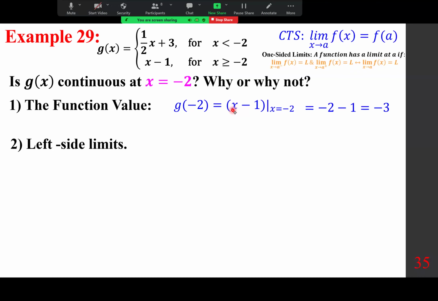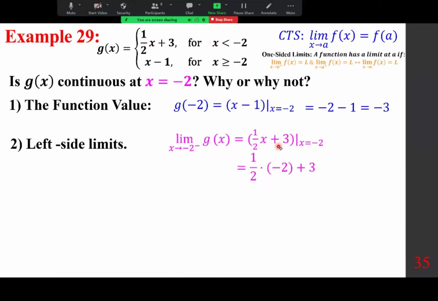Then we want a left-sided limit. We have to go with the less than and evaluate this one at x equals -2. And the notation is the limit of g of x as x approaches -2 from the left is half of x plus 3 such that x equals -2. If I put -2 here, divide by 2, -1 and 3, they add up to 2.